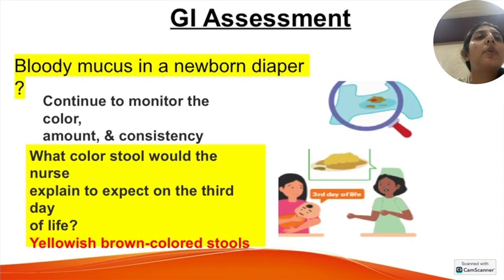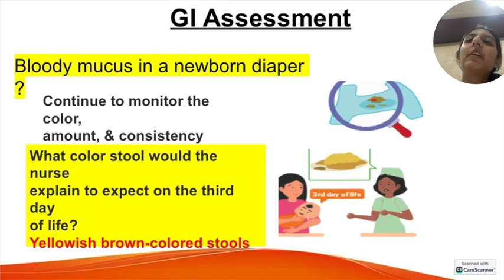During the first week of life, it is very common for newborn babies to have a small amount of bloody mucus inside their stools, and then a yellowish-brown colored stool. Newborn mothers are very concerned and call for medical advice when they see blood in a newborn's diaper. Remember, we always continue to monitor the color and amount, because assessment always comes first.